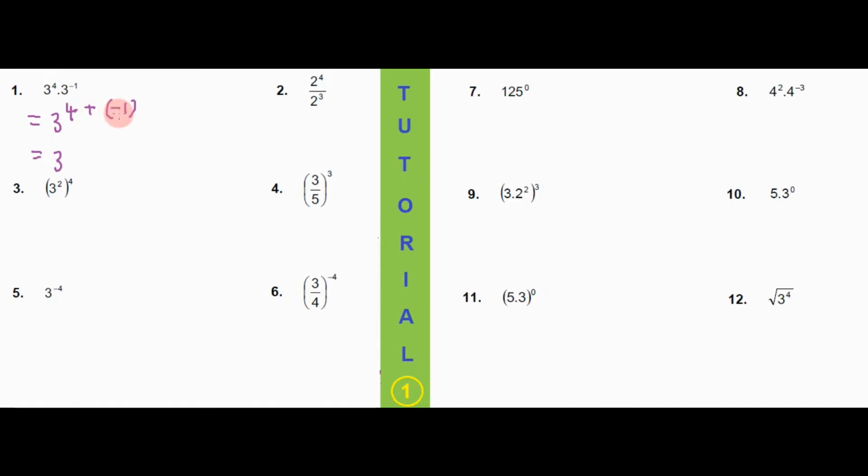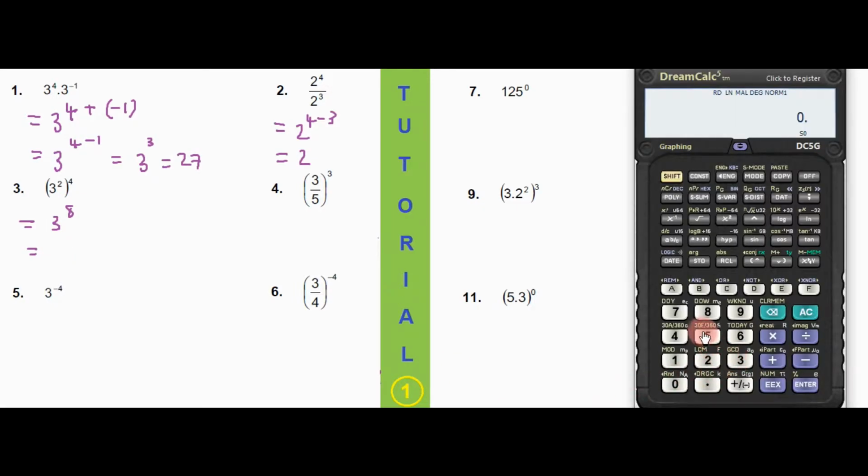A plus times a minus is a minus, so it's 3 to the 4 minus 1, which is 3 cubed, and this is 27. Here we are dividing and the bases are the same, so we can subtract the powers, and we get 2 to the 1, or just 2. In number 3, we have brackets, so we can multiply the powers, 2 times 4 being 8. And we can check on a calculator. 3 to the power of 8. 6561.